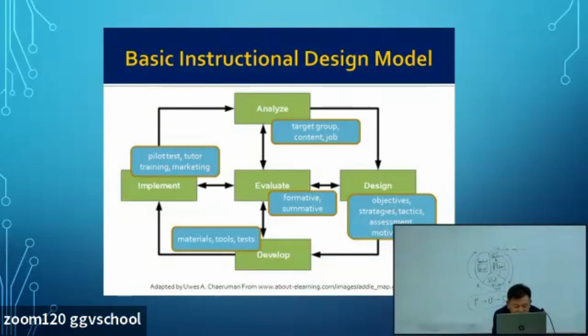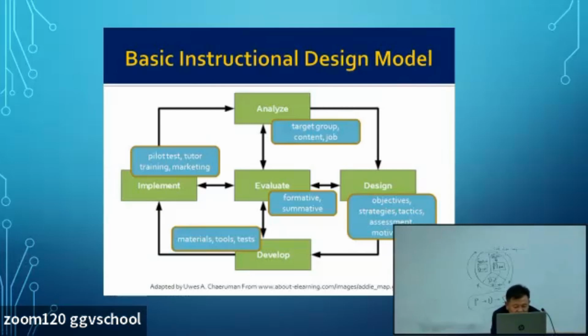And then the next process is the develop part. The develop part is which things to develop: materials, tools, tests. These are examples of the develop part. And then automatically the next process is implement. Implement is doing. So implement includes doing, pilot test, tutor training, marketing, etc. This is an example for implement.